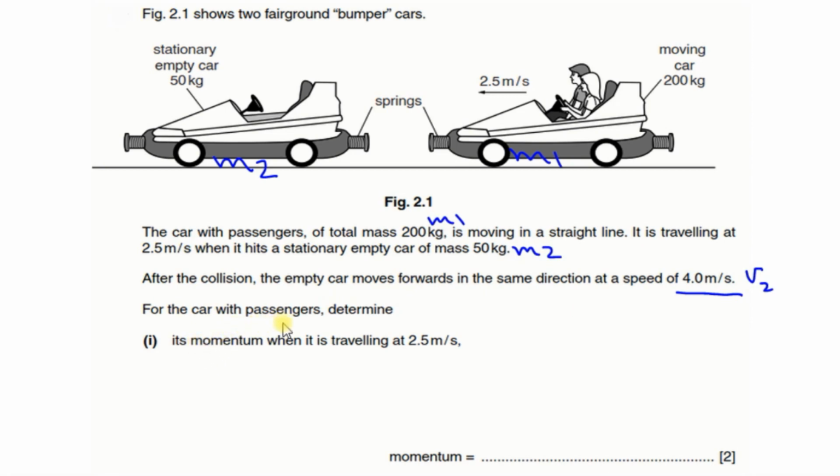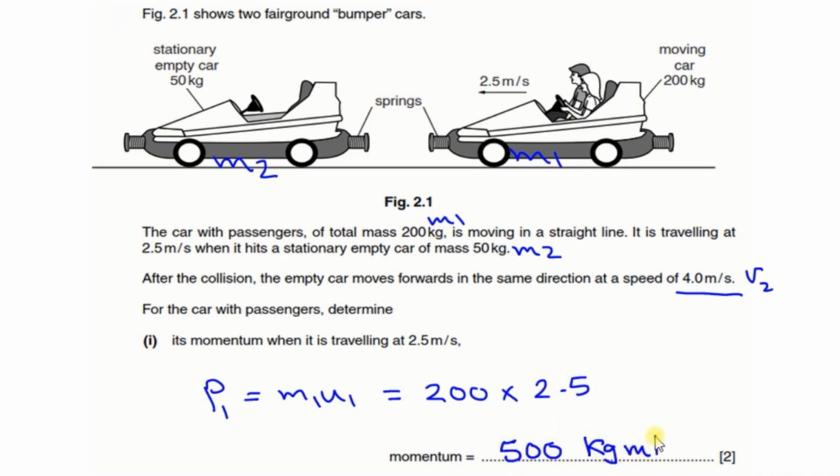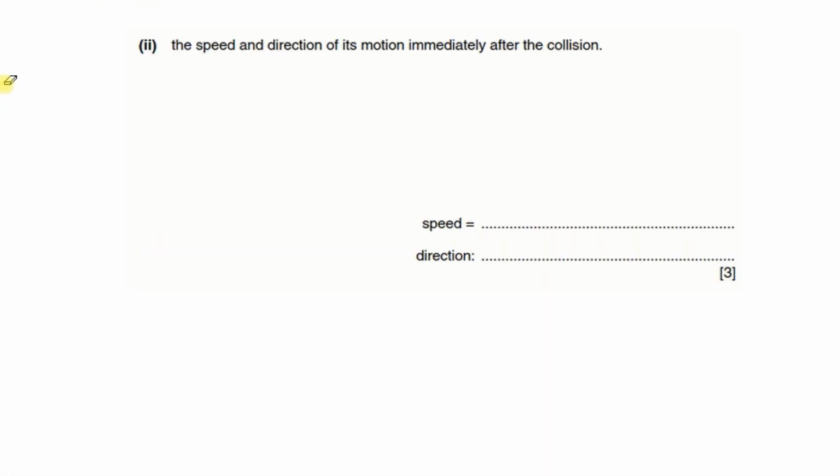For the car with passengers, determine the momentum when it's traveling at 2.5 meters per second. So the momentum of the first car is m1u1 equals 200 times 2.5. So it's equal to 500 kg meters per second. Next: the speed and the direction of its motion immediately after collision.